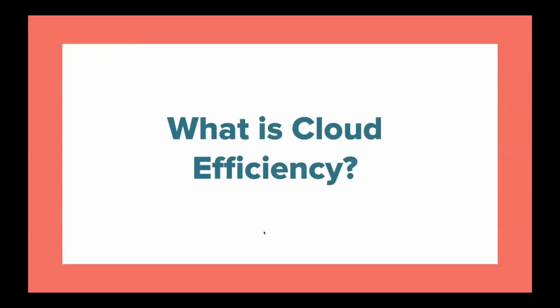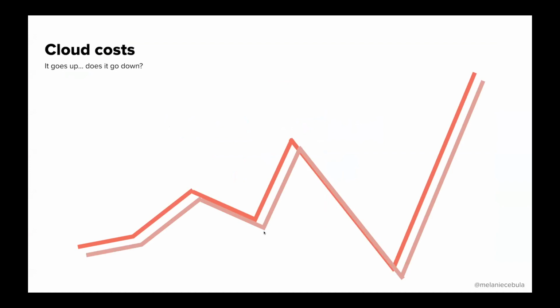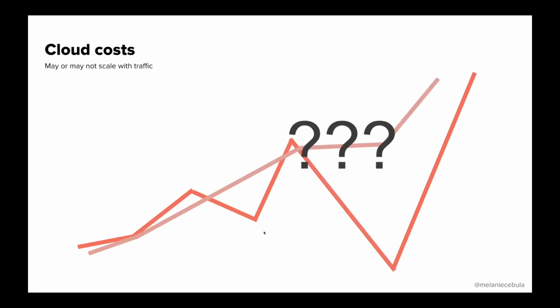And so what is cloud efficiency? What is cloud optimization? The best way I can explain it is that traffic to your website or to your services goes up and it also goes down. And I actually think it's really interesting that this year traffic was probably the most anomalous for a lot of websites than it's been since anyone can remember. So really interesting year for traffic. And then the question is, does your use of cloud go up and down with traffic? And the answer might surprise you. Sometimes it does, sometimes it doesn't.